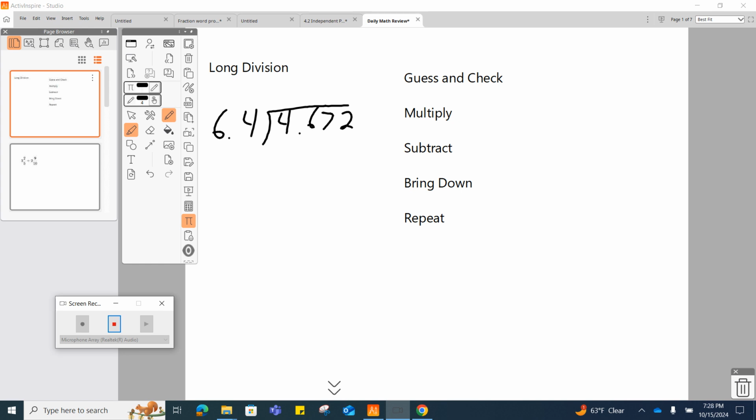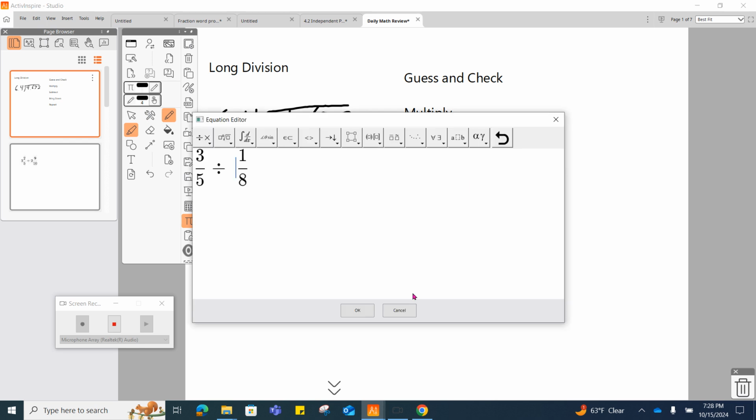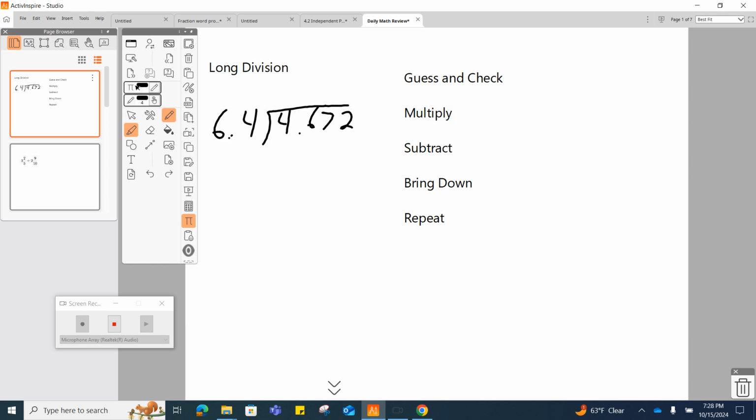And so we are trying to divide 4.672, or 4 and 672 thousandths, divided by 6.4. So try and clear this up here. We have a decimal point there and a decimal point there. I'm getting rid of that text box. There we go. 6.4, 4.672.